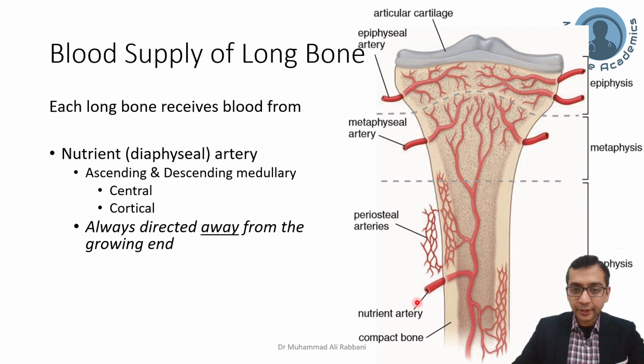It enters the bone, moves through the cortex, enters the medullary cavity, and here it divides into a part that goes up and a part that goes down. These are the ascending and descending divisions. As it goes up, it further divides into two parts: the part that remains within the medullary region and supplies it, and the part that goes outwards and supplies the cortex.